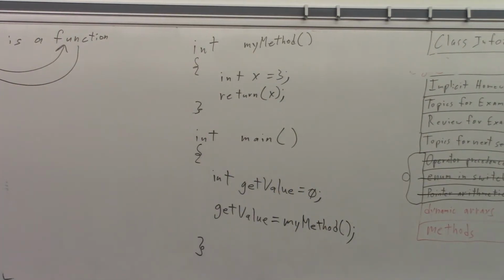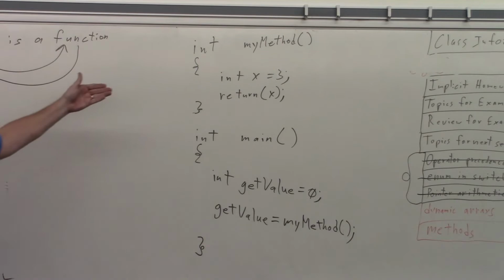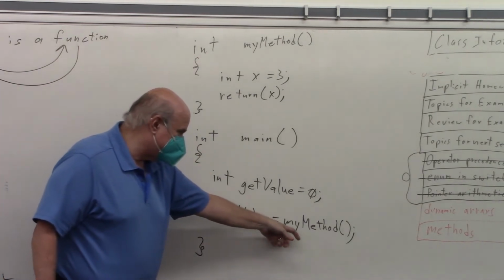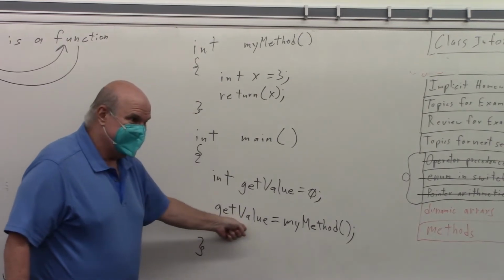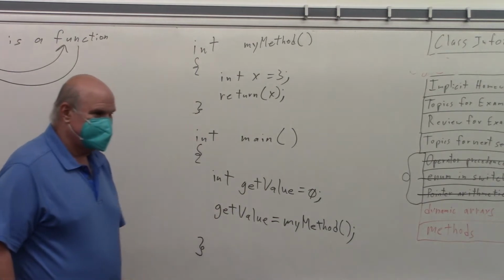And you can call the method myMethod. Now because myMethod returns an integer, you can assign whatever is returned from myMethod to some integer you declared, called getValue.